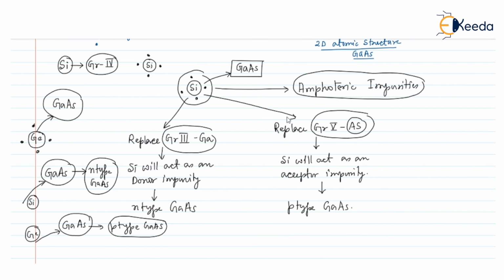So this is all about the doping of gallium arsenide. We have discussed how gallium arsenide can be converted into n-type and p-type gallium arsenide. There are different processes. So this is all about the doping procedure of gallium arsenide.